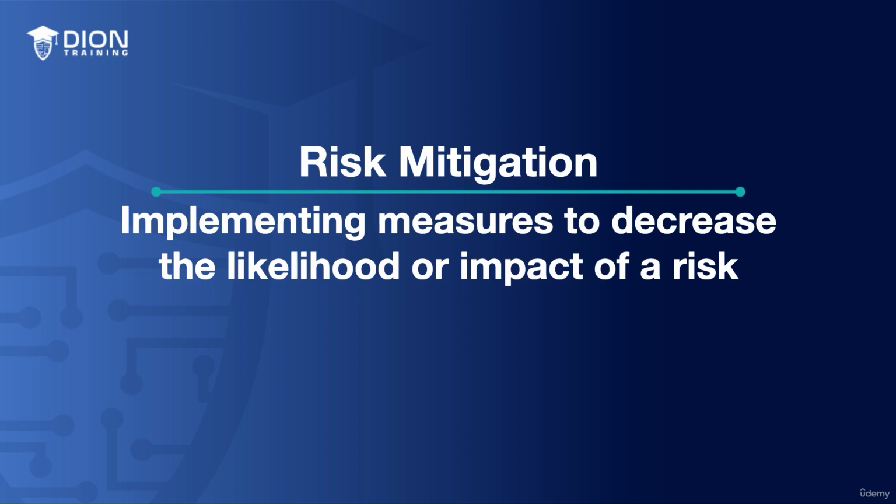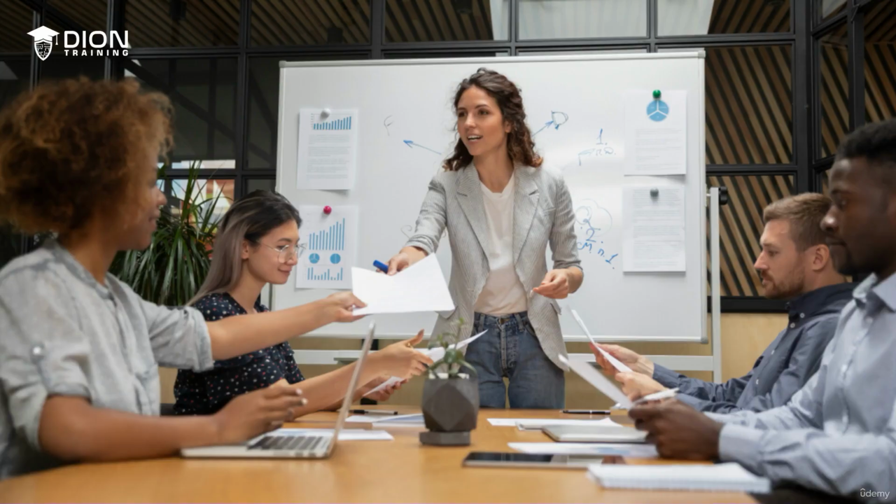And fourth, we have risk mitigation. Mitigating a risk involves taking steps to reduce the likelihood or impact of that risk. This is the most common risk management strategy and can involve a wide range of activities. For instance, a manufacturing company might mitigate the risk of workplace accidents by implementing rigorous safety training for all employees. A tech company might mitigate the risk of data breaches by investing in robust cybersecurity measures.